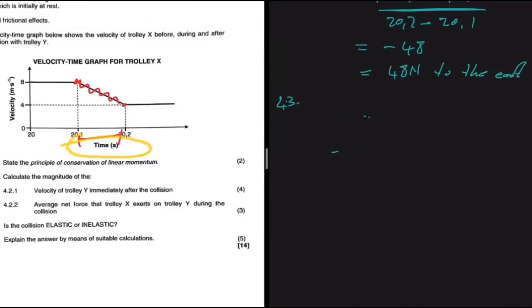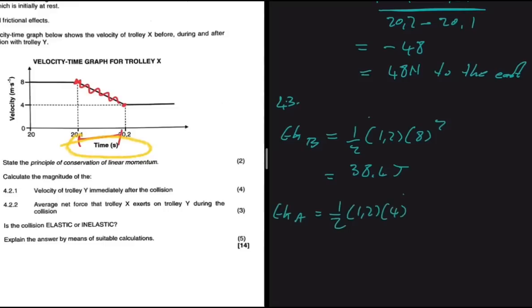So we're going to say EK before and then calculate that and see if it equals EK after. EK before will be equal to just the kinetic energy of trolley X because trolley Y was stationary. So we're going to have a half times 1.2 times 8 squared. If I put that in my calculator, that is 38.4 joules.